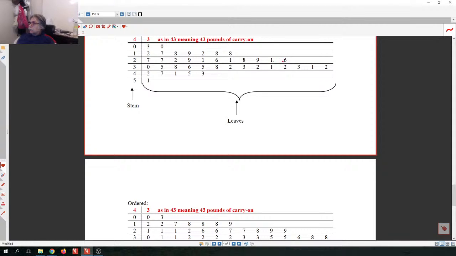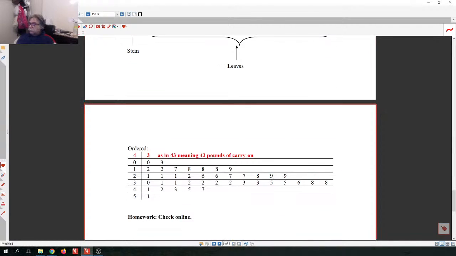One 6 here and one here, so two 6s. And then you have some 7s here, 1, 2. That's it, two 7s. Then a single 8 here, and two 9s: 8, 9, 9. Finally, you have the data sorted.